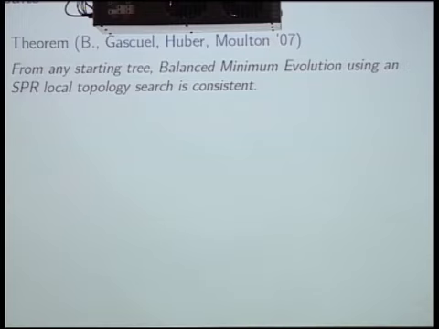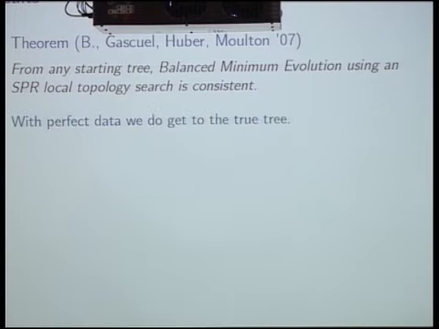So I spoke earlier in the year in New Zealand, where at the time the result we had was that for any starting tree, so not even assuming that you have used some intelligent method to generate your first topology, but from any starting tree, if you do a local topology search based upon SPR moves, then the BME method is consistent. And that means with perfect data, we would get to a global minimum. So we would get the correct tree if we had perfect data.